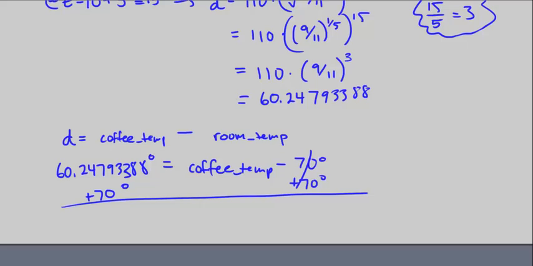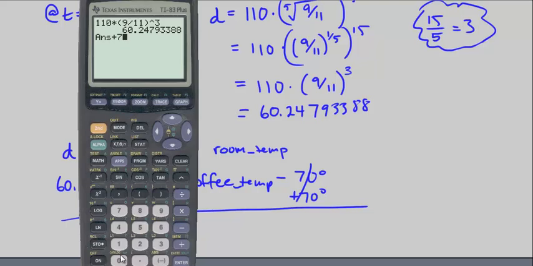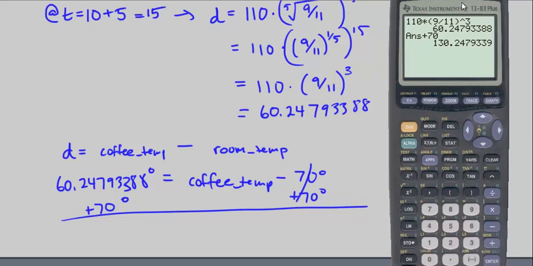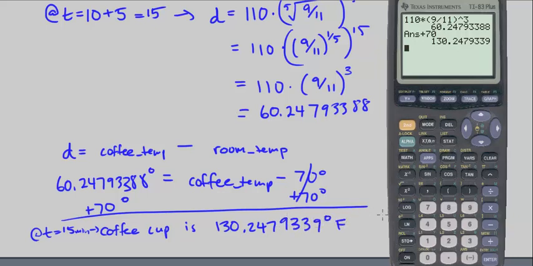This cancels out, and then we're left with the coffee temperature is equal to, bring out my calculator, I'm just going to add 70 to what we have there, is equal to 130.24793339 degrees. So then the coffee at time is equal to 15 minutes is 130.24793339 degrees Fahrenheit, right? Here's my final answer.